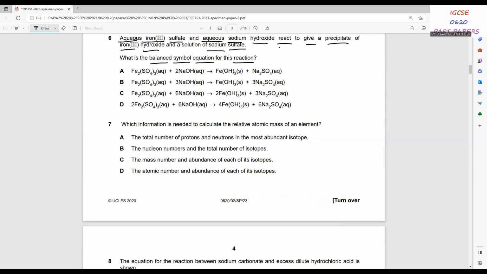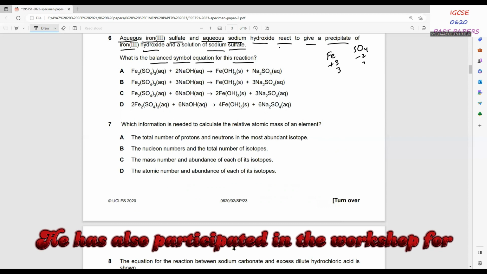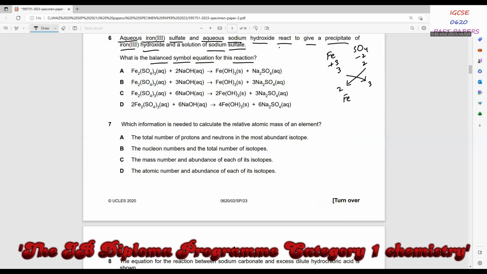First of all, write down the formula for iron(III) sulfate. The charge on iron is +3. We know the charge on the sulfate ion, which is -2. Ignoring their charges, these become subscripts, and the subscripts will be exchanged. So the formula will be Fe2(SO4)3.